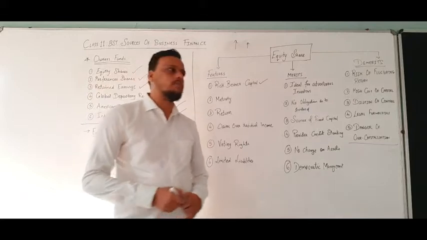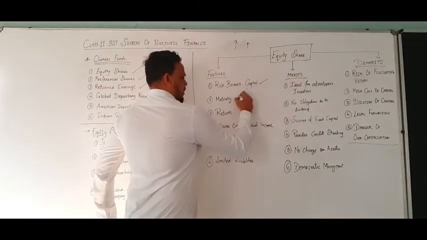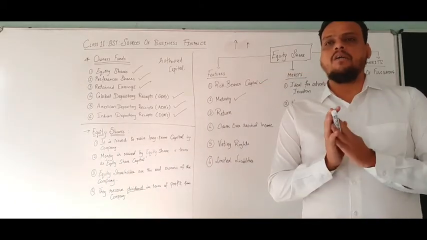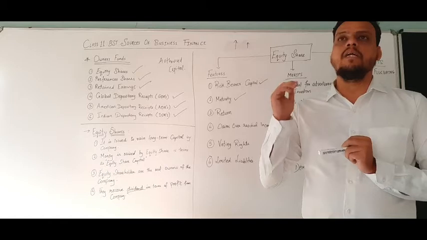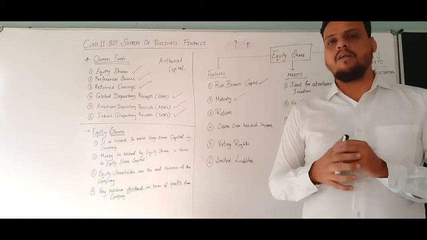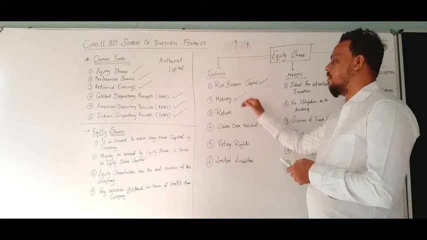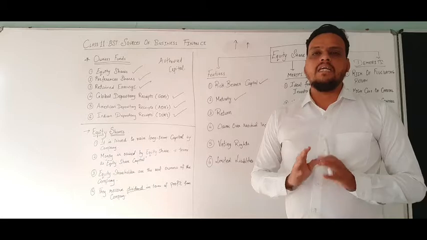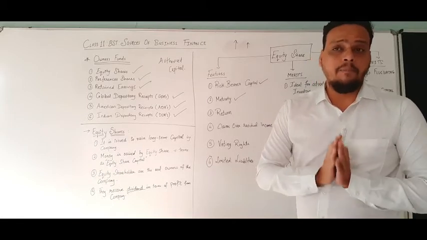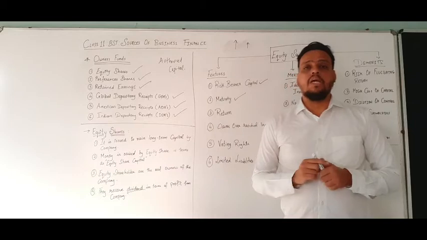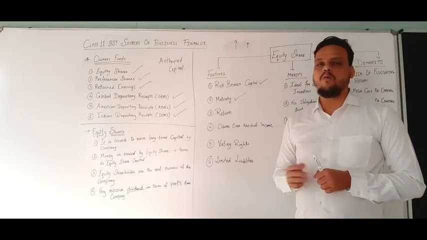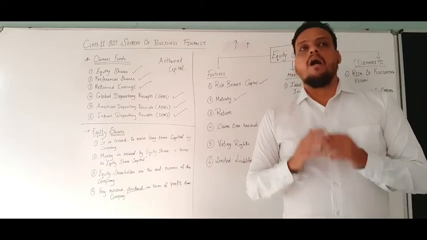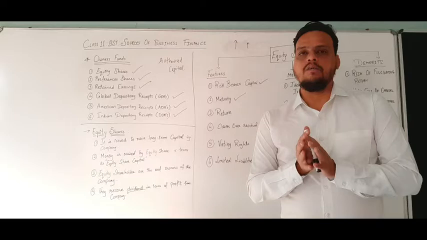Now the second point is maturity. Maturity means how much time the money is pending, or how much time the company will take to return the money to that person. But in equity share cases, there is a permanent capital. Permanent capital means if you invest in equity share, it cannot be sold or transferred to any other person until the organization gives you permission.